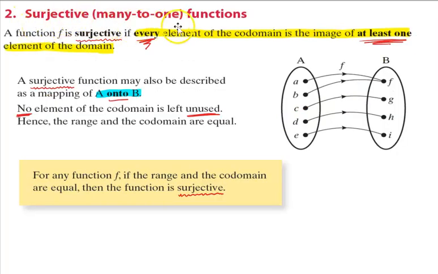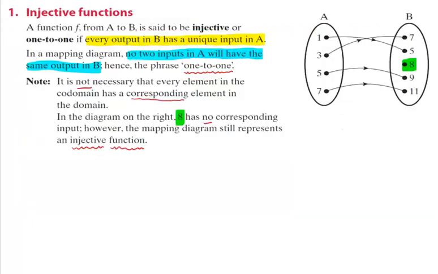Surjective, many-to-one functions. A function f is surjective if every element of the codomain is the image of at least one element of the domain. A surjective function may also be described as a mapping of A onto B. No element of the codomain is left unused. So in the previous mapping diagram, we could see that 8 was left unused. It had no arrow going towards it. So that's why it was not a surjective function.